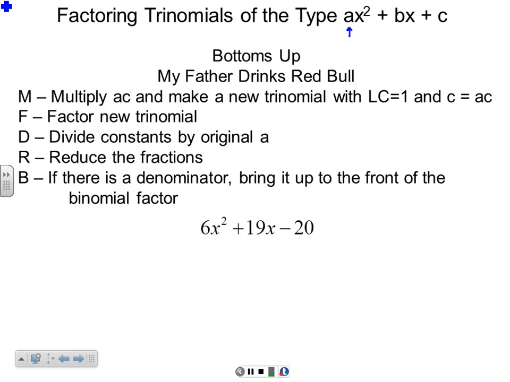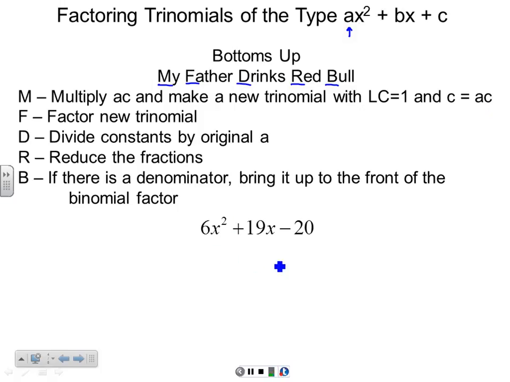So to do bottoms up, if you can remember, my father drinks Red Bull, you can remember the steps. And there are 5 steps to do in bottoms up. So the first one we're going to do is multiply. So we're going to multiply A times C. Now what does that mean? Well, if you look back at your general form, you'll see A times C. So we're going to multiply A times C and make a new trinomial with a leading coefficient 1. And that last term is going to be what you got when you multiplied A times C.